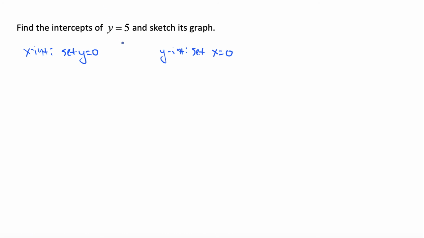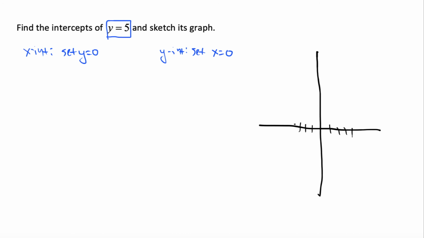So what does that mean? That means this is probably going to be a special line here, right? And this should look pretty familiar. This is the line given by the equation y equals 5. Well, let's think about that. What type of line is this going to be here? y is equal to 5.